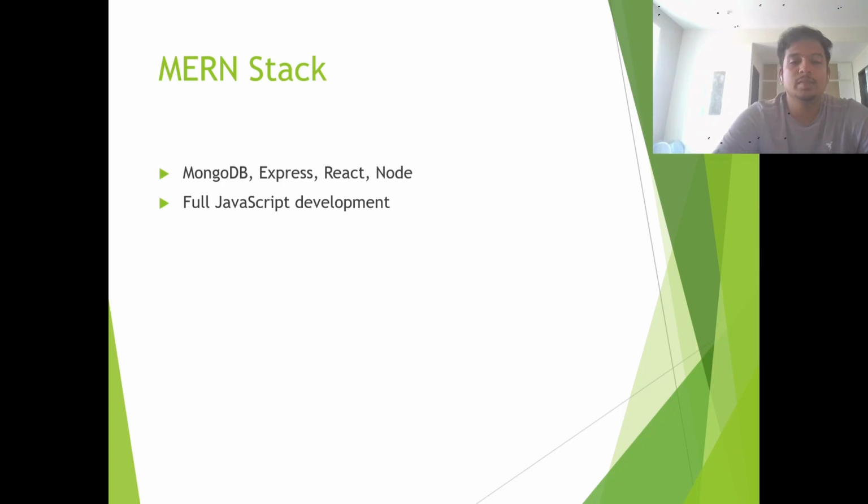And the next is the MERN stack. MERN stands for MongoDB, Express, React, and Node. It is a popular full stack technology because it uses JavaScript everywhere. This makes development faster and easier to manage.